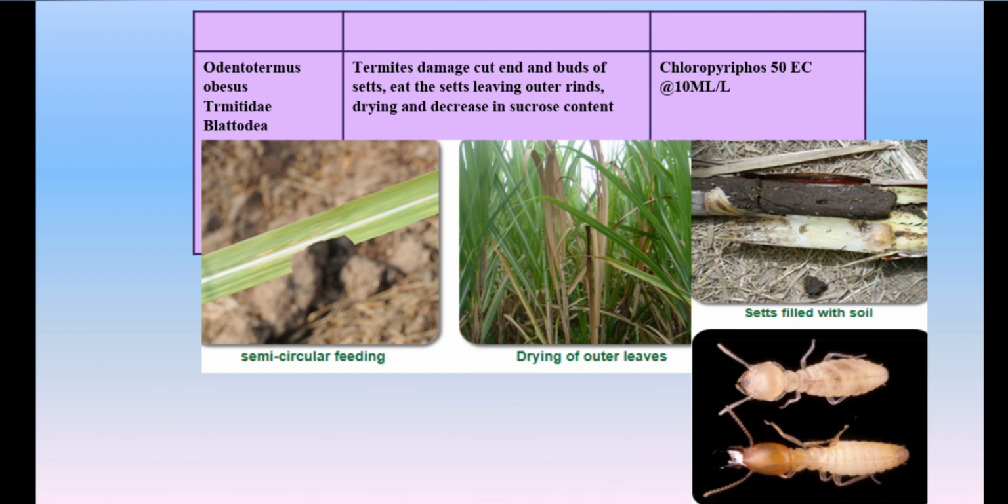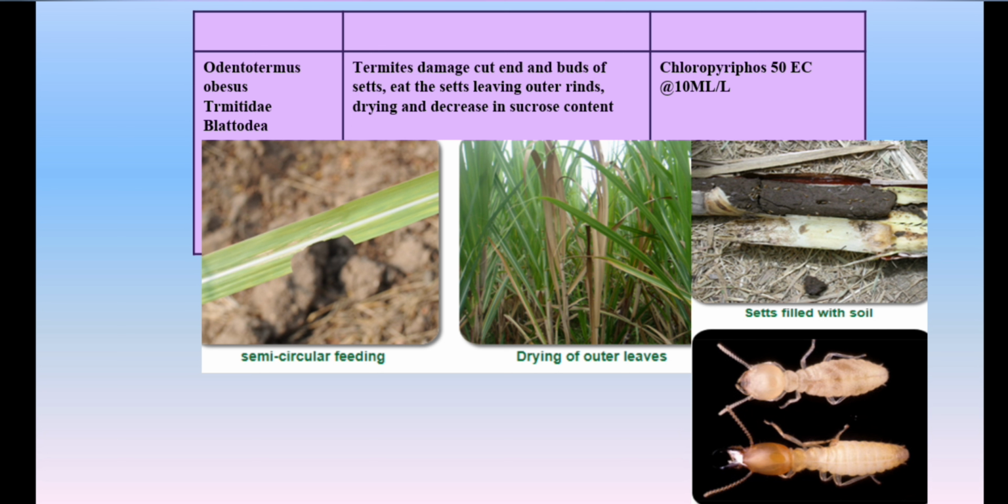The next pest is termites, Odontotermes obesus, belonging to the family Termitidae and order Blattodea. Earlier, these termites were under the order Isoptera. But recent researchers have found out that these termites are more genetically similar to cockroaches. That's why these termites have been put under order Blattodea.